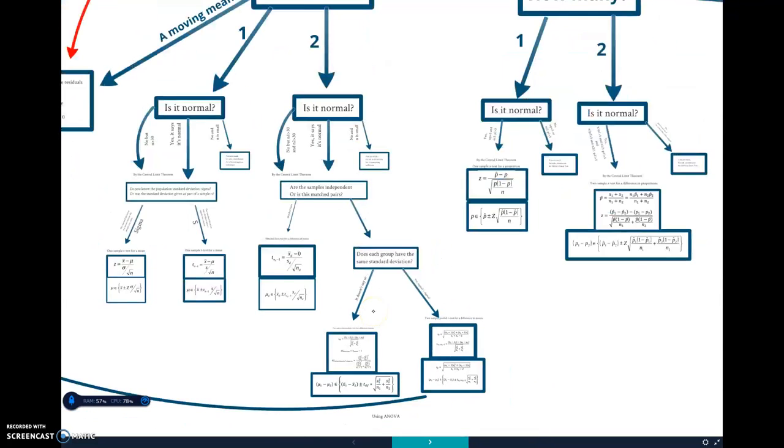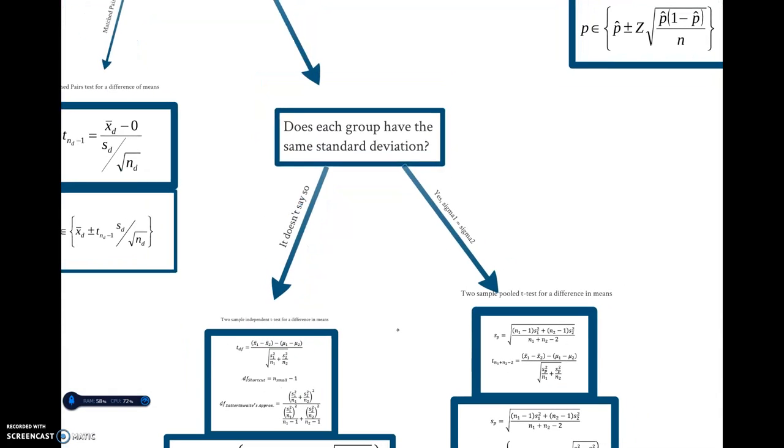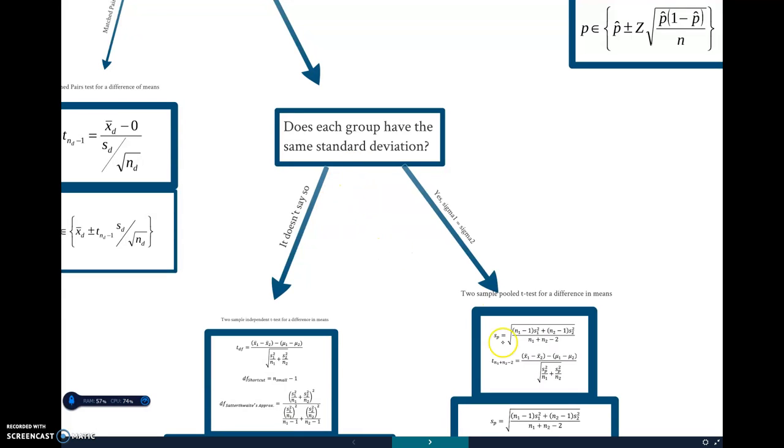Or it says, does each group have the same standard deviation? If it says so, that means that we have equal standard deviations, if sigma 1 equals sigma 2, or if we do our check to see if the big sample standard deviation is less than or equal to 2 times the small sample standard deviation, then we can go down here.